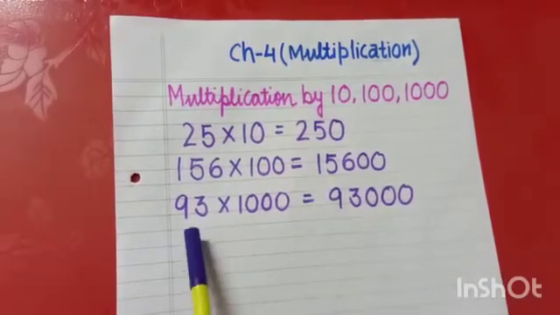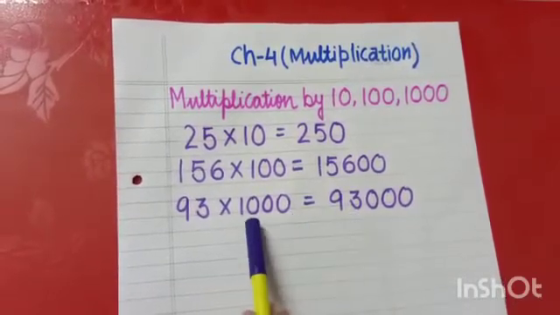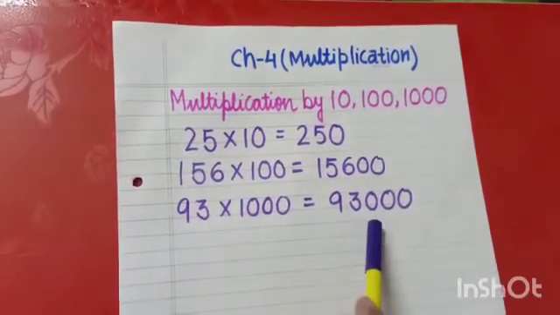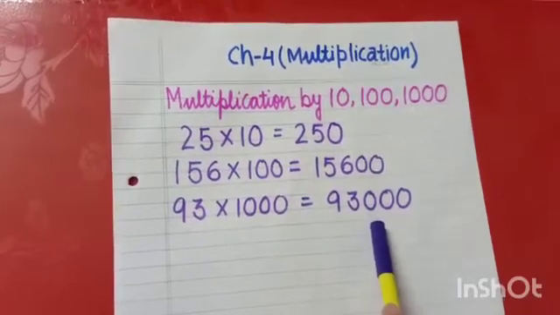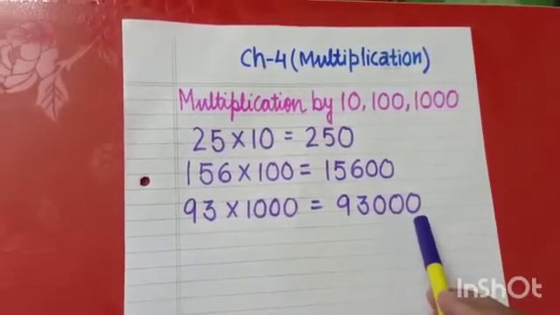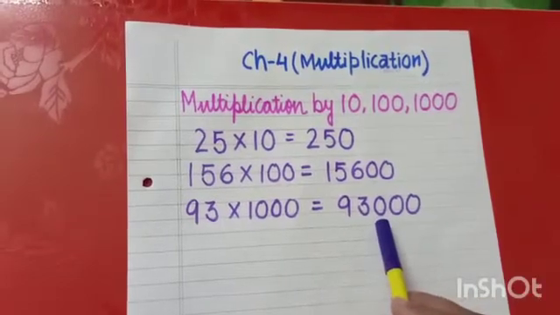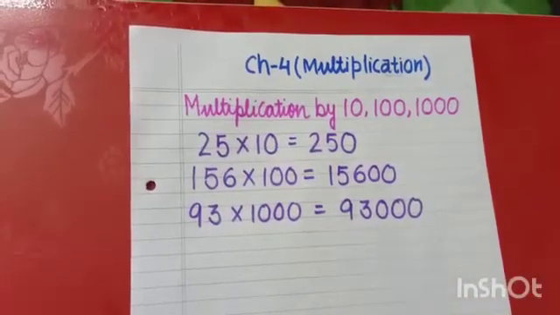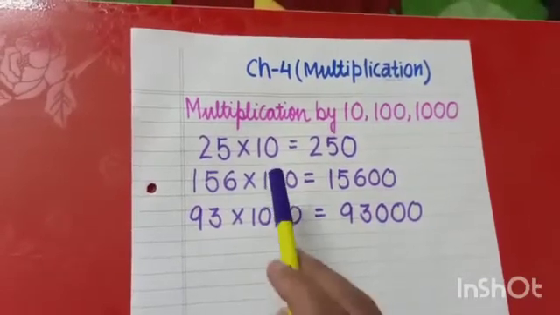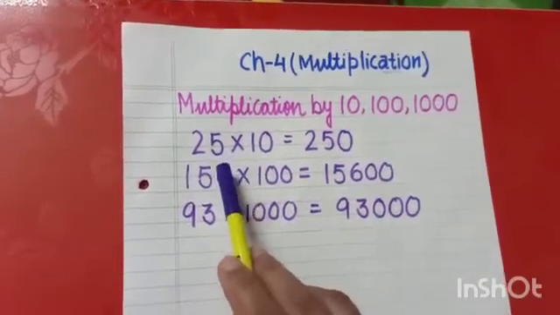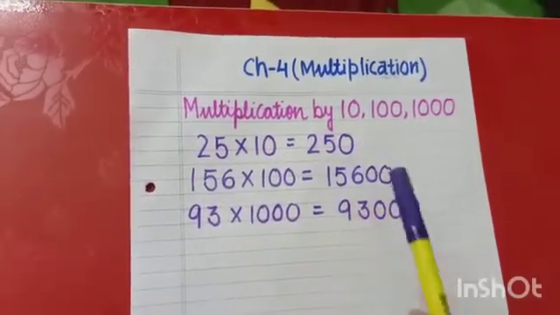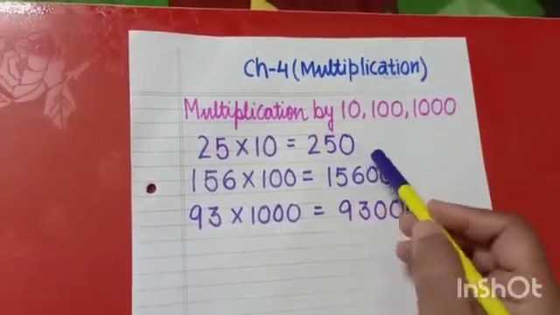Here also the same, 93 ones are 93 and 3 zeros will be added at the end, and it means the product has become 1000 times more than this by adding 0 at its ones place, tens place and hundreds place. It's very easy and you have already done it in class 3 also. So we will only multiply the number with 1 and then we will write the number of 0s in the end.